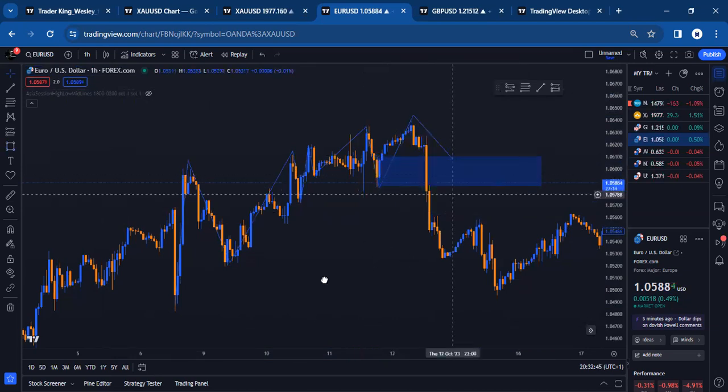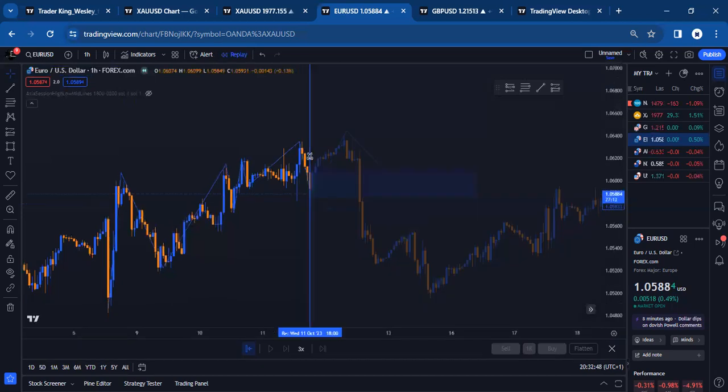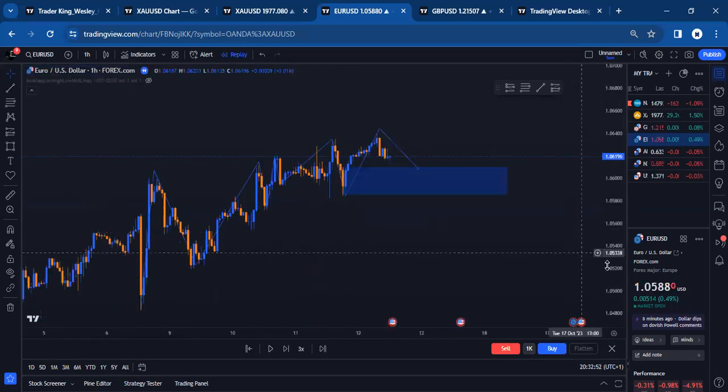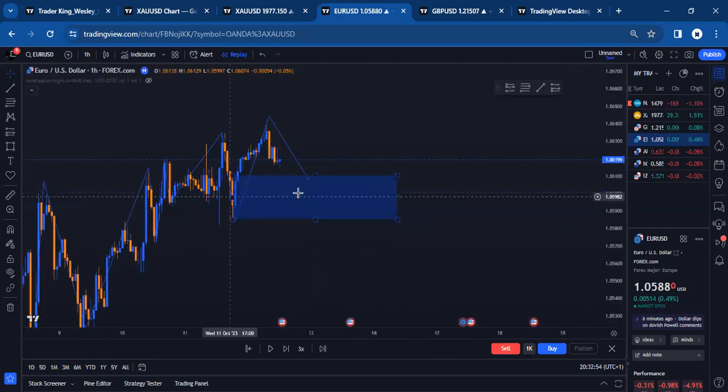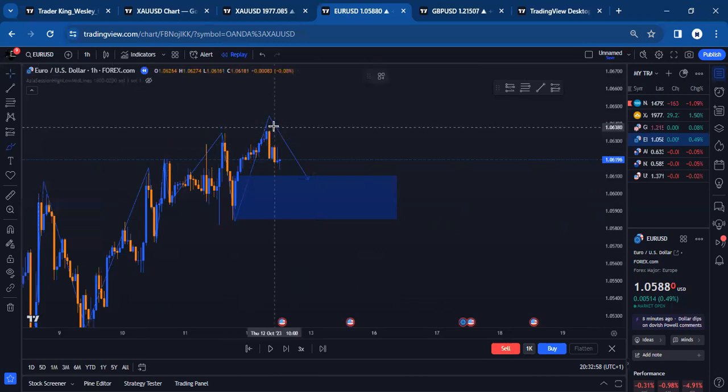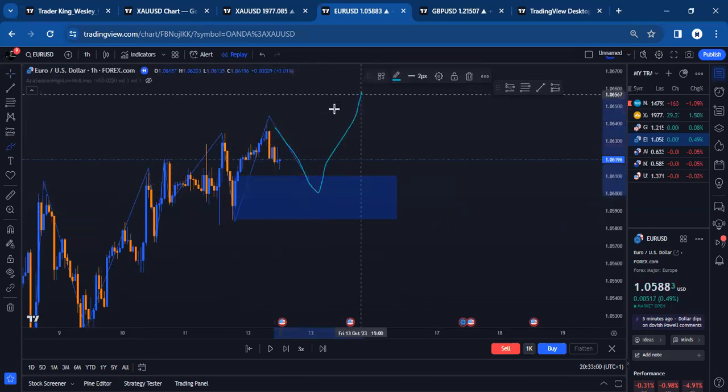This right here is another block. So what you would have expected was that price was going to come down here. Price is going to come down to this other block, then buy from here, right?